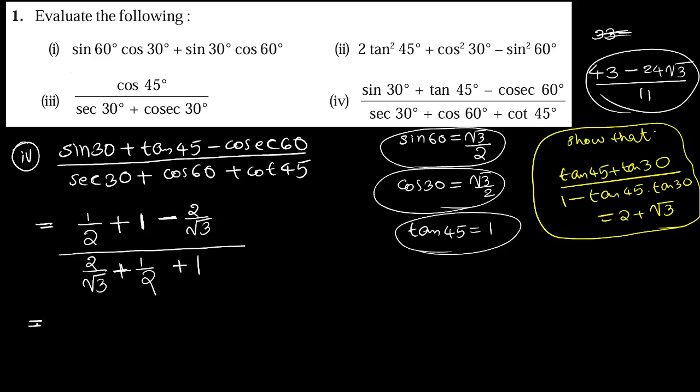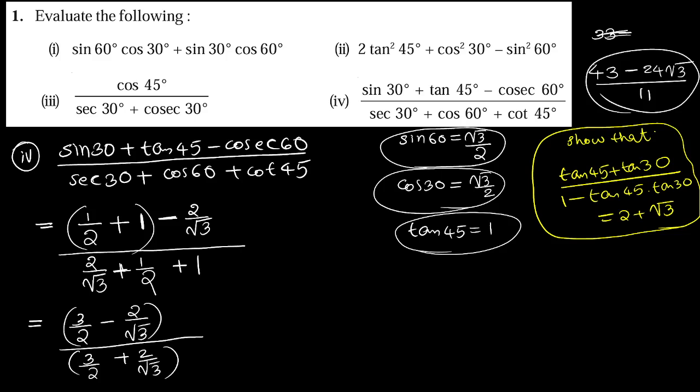Okay, so please listen. 1 by 2 plus 1. Shall I discuss that? Can I add this? Do the cross multiplication. 2 plus 1, 3 by 2 minus 2 by root 3. Here, 1 by 2 plus 1, same thing, 3 by 2, plus 2 by root 3.